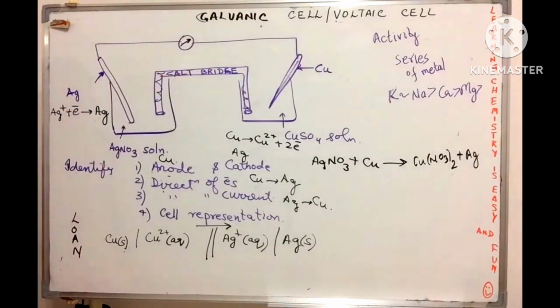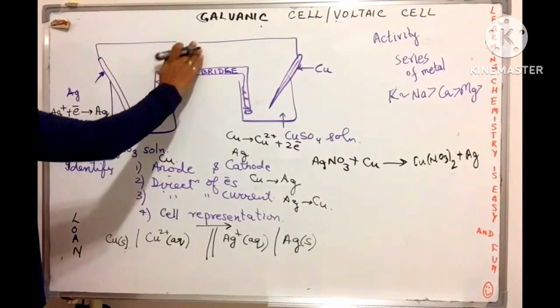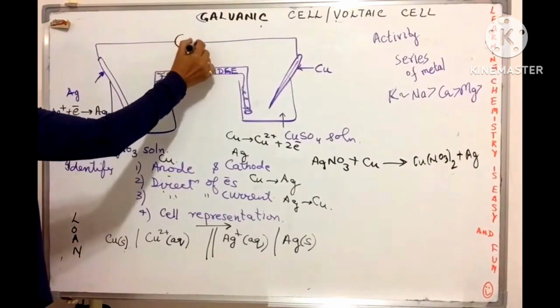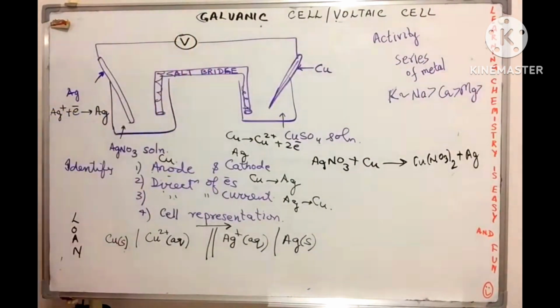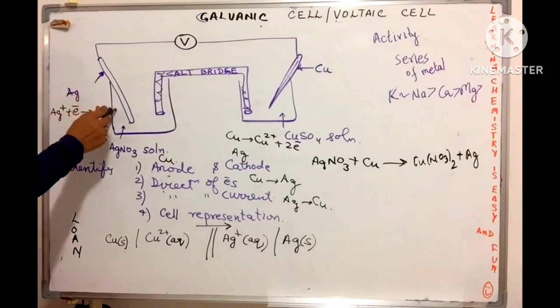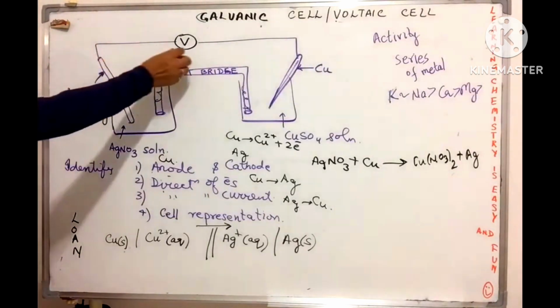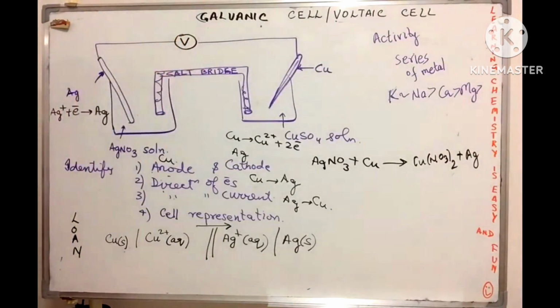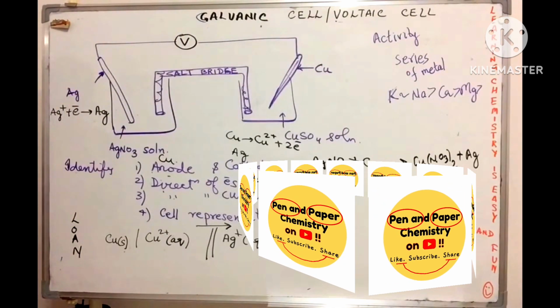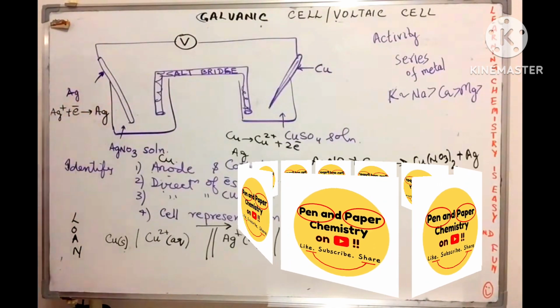Now, instead of connecting a galvanometer, what if I connect a voltmeter over here? A voltmeter is a device which will give us the difference in potential in the two half cells that we are using in this particular voltaic cell. So this V, the value of V over here, potential, is what we call potential difference between the two half cells.